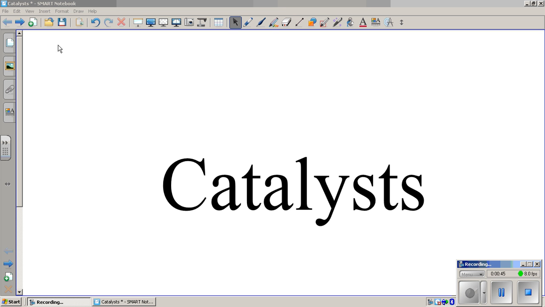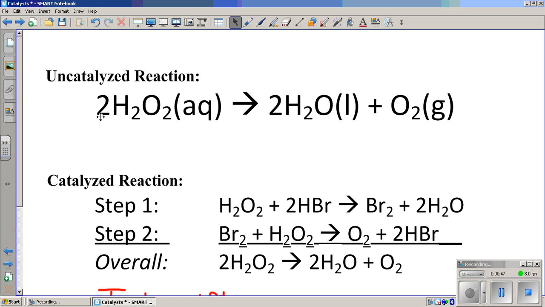If you look on your notes, there is a single step reaction. This one that I have up here first, it says uncatalyzed reaction. It's written on your paper first. That's the decomposition of hydrogen peroxide, and that decomposition actually is a one-step reaction normally. So you can see the uncatalyzed reaction, just decomposition of hydrogen peroxide, happens in one step. So two H2O2s break up. They get two H2Os and an O2. That's really how it works.